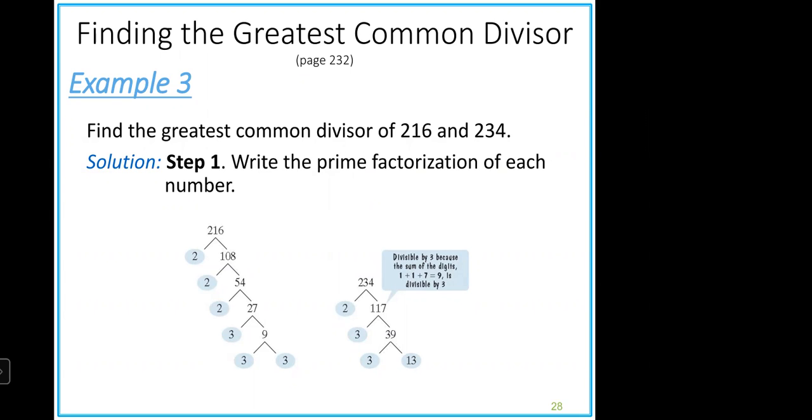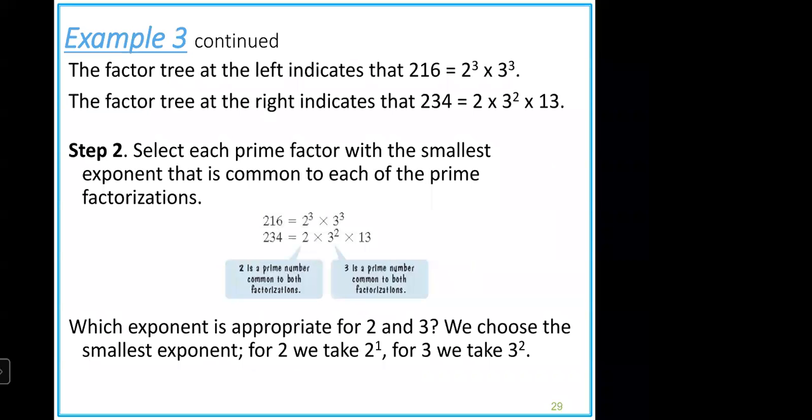So you're going to write out the prime factorization of each. For 216, you see we have 2 times 2 times 2 times 3 times 3 times 3. And then for 234, we have 2 times 3 times 3 times 13. Once we have those, with the prime factorizations simplified for 216 and 234, what they ask you to do is select each prime factor with the smallest exponent that is common to each of the prime factorizations.